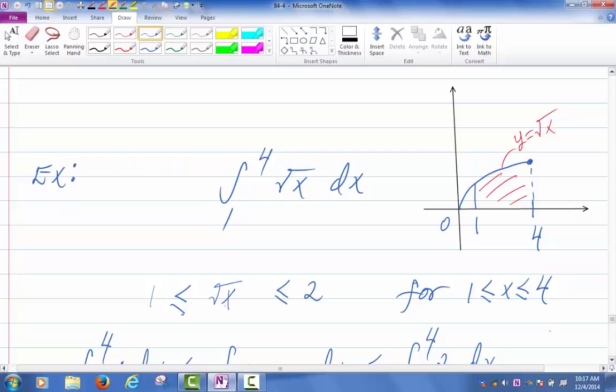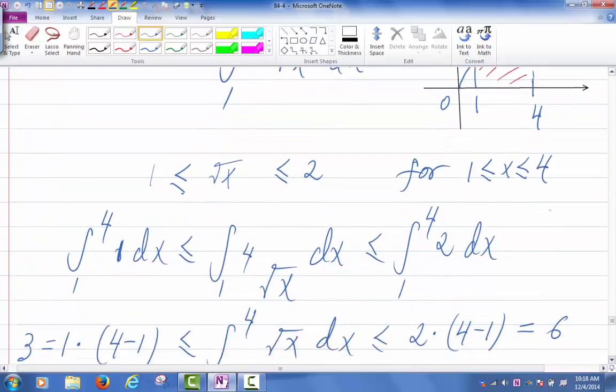If x is between 1 and 4, then if I take the root of 1, root of x, root of 4, I still get the same inequalities, right? So if x is between 1 and 4, then root of x will be between what? 1 and 2, right? Because of these inequalities, now I integrate each side.